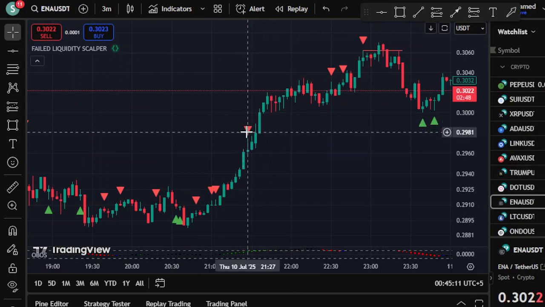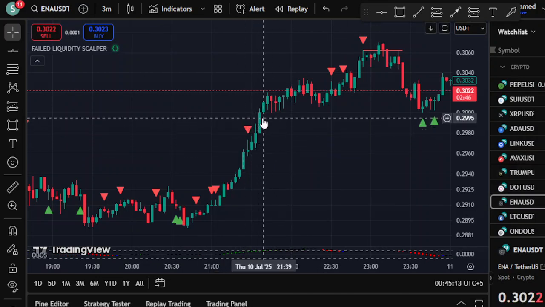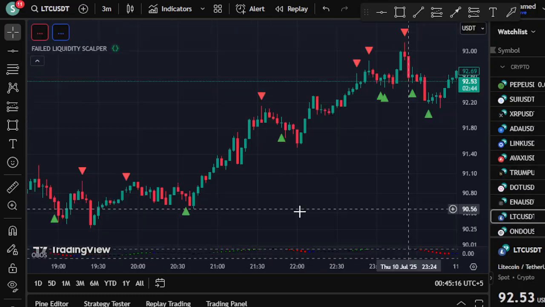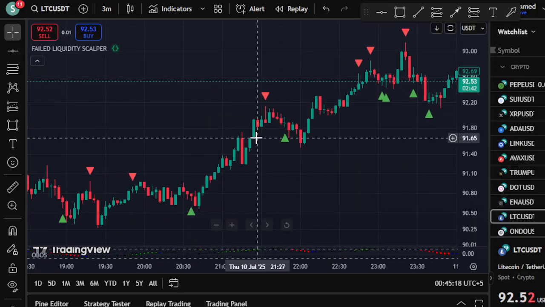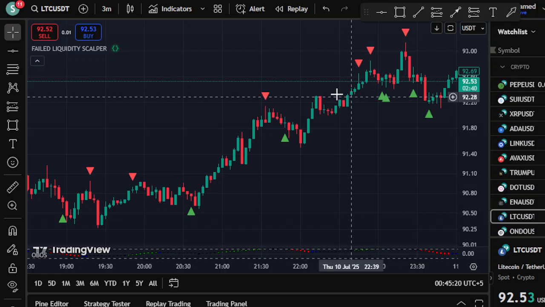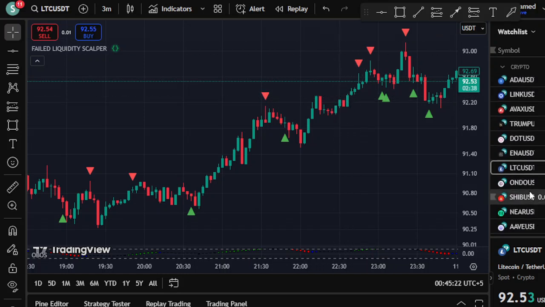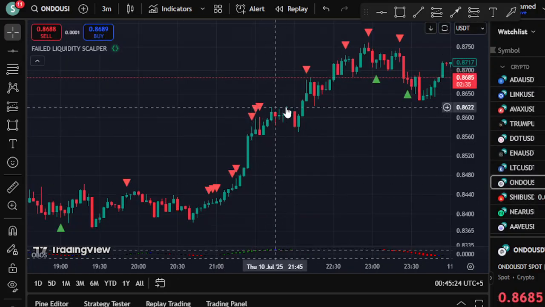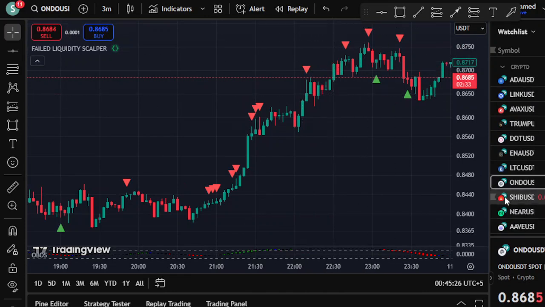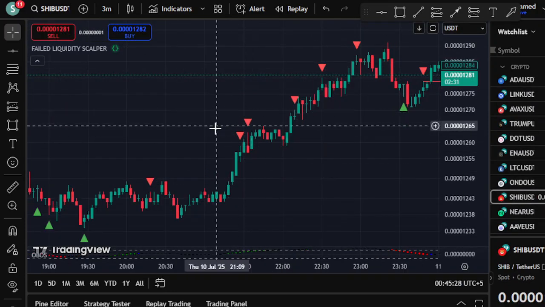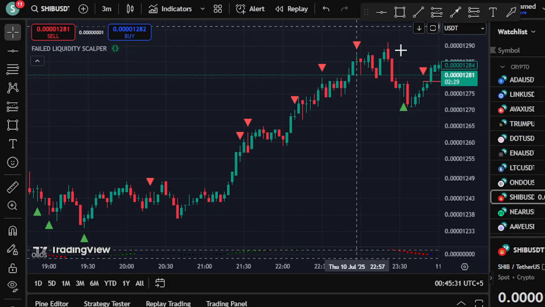Even if you talk about NIUSDT, the market breaks above, so it was buy and buy. Let's have a look at LTC. Okay, here it breaks above, you can see it's up. Okay, Ondo, look, the structure break, you can see the price went up. Let's have a look at Shibcoin. It breaks above, you can see price went up.